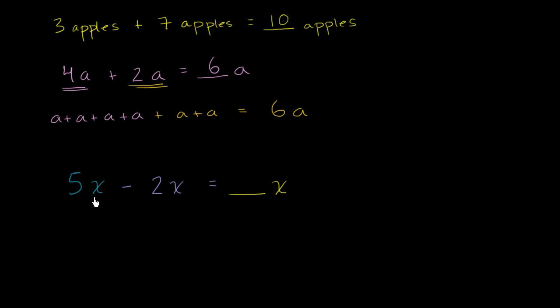Well, if I have 5 of something and I subtract 2 of those away, I'm going to have 3 of that something left. So this is going to be equal to 3x. 5x minus 2x is equal to 3x. And if you really think about what that means, 5 x's are just x plus x plus x plus x plus x. And then we're going to take away 2 of those x's. So take away 1x, take away 2 x's. You are going to be left with 3 x's.